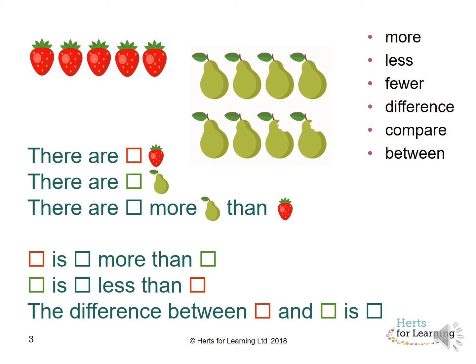How many more pears have we got than strawberries? So we have got 3 more pears than strawberries. So we can use that information to fill in those sentences at the bottom. Have a minute to do that. So we can say that 8 is 3 more than 5. 5 is 3 less than 8, and the difference between 8 and 5 is 3.